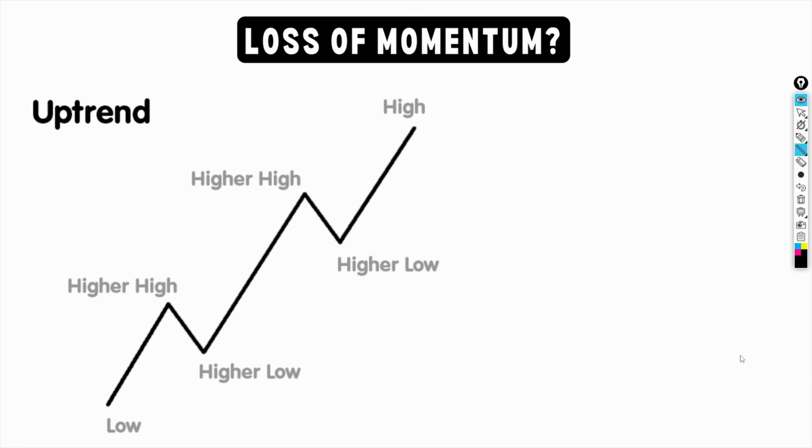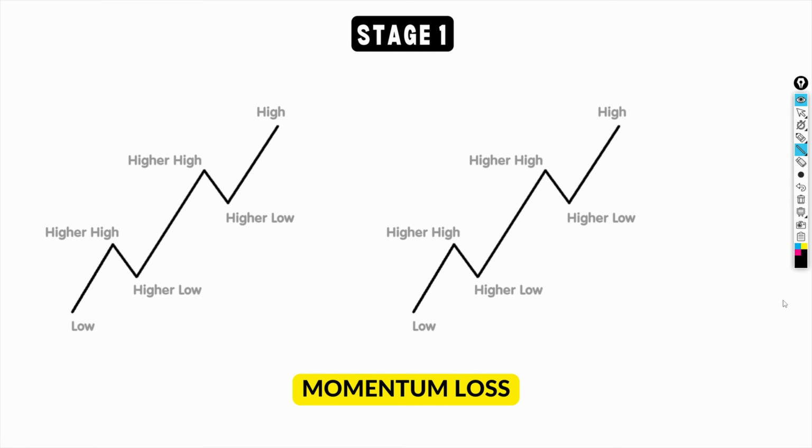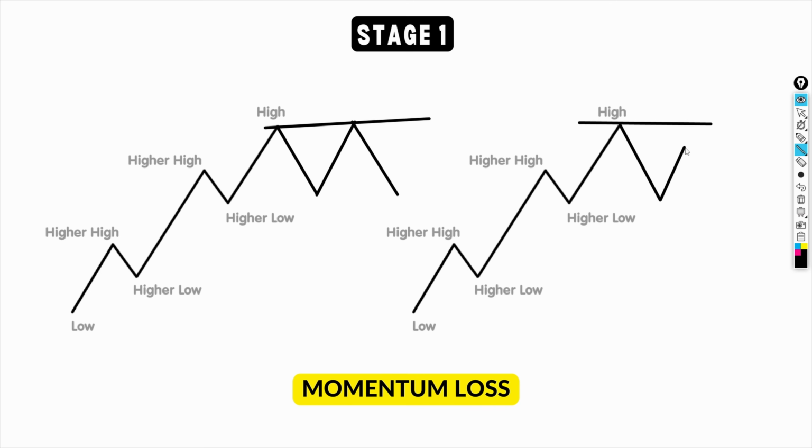The first stage is loss of momentum. So in an uptrend, when market is creating higher highs and higher lows, and when market fails to break the previous high and reverses like this, this is what we call loss of momentum. There are only 2 ways market can signal loss of momentum. First, when market fails to create a new high and reverses from the same level. Second, when market goes down but fails to even reach the previous swing high and it reverses.